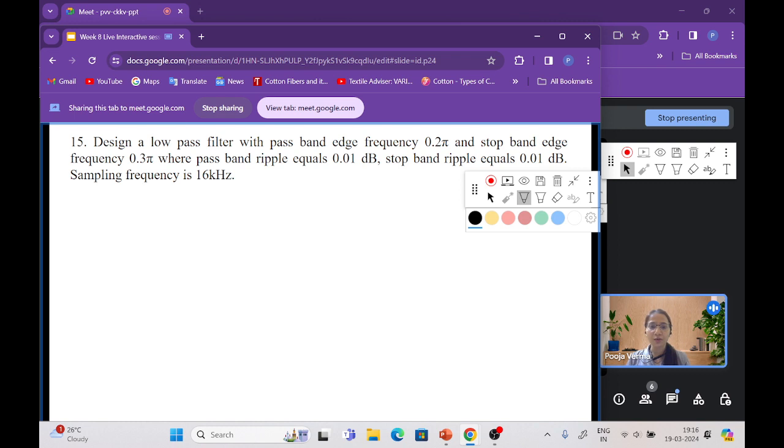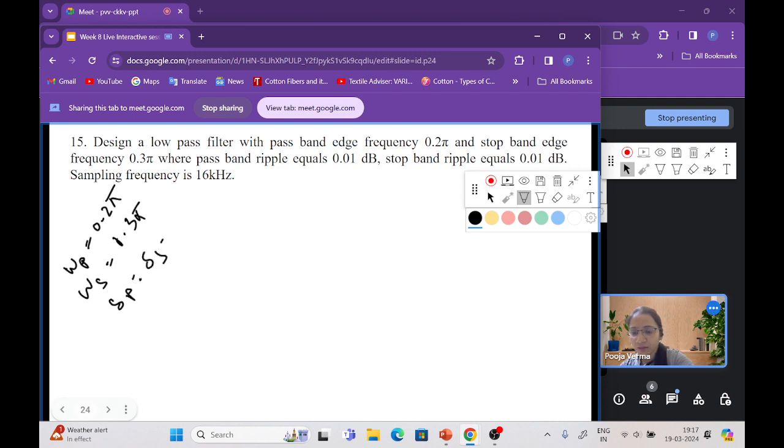So what are the parameters required to design any filter? Already told you. We need a pass band frequency, stop band frequency, pass band ripple and stop band ripple, and transition bandwidth. These are the main parameters required to design any filter. So now first see what parameters are given. Pass band edge frequency is given, that is 0.2 pi. Stop band edge frequency is also given, that is 0.3 pi. Pass band ripple and stop band ripple are given, that is 0.01. Delta P is equal to delta S, 0.01 dB.